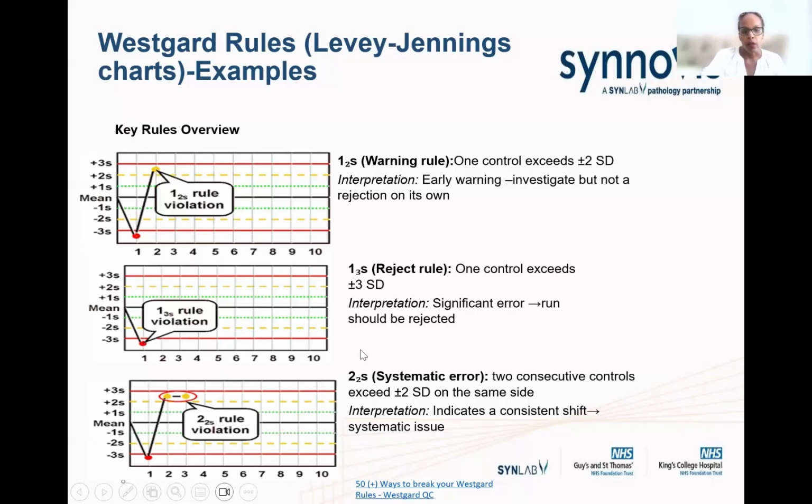And then the third one is where you have two results on the warning value of 2SD limit consecutively. Then you're looking at what can indicate a shift, and that can also be a systematic error. So you need to make sure when you repeat that QC, it comes in closer to the mean. If it doesn't, then you need to investigate and reject.